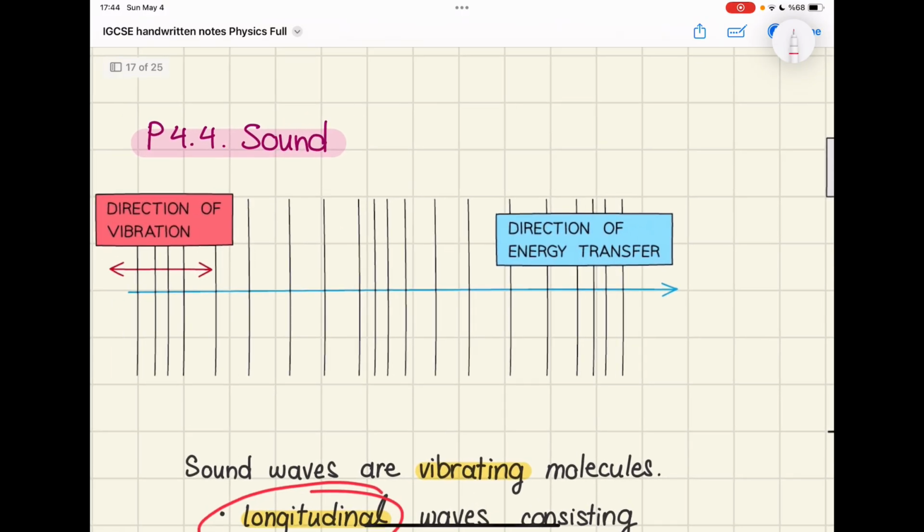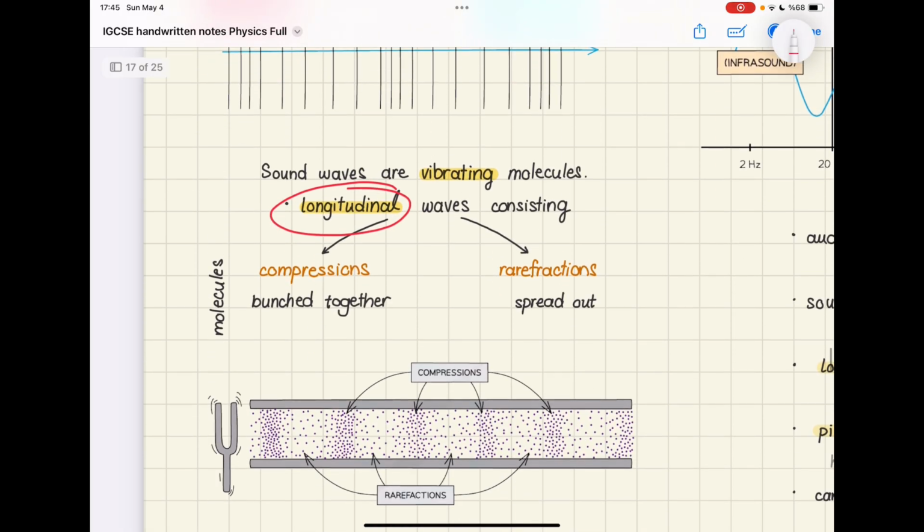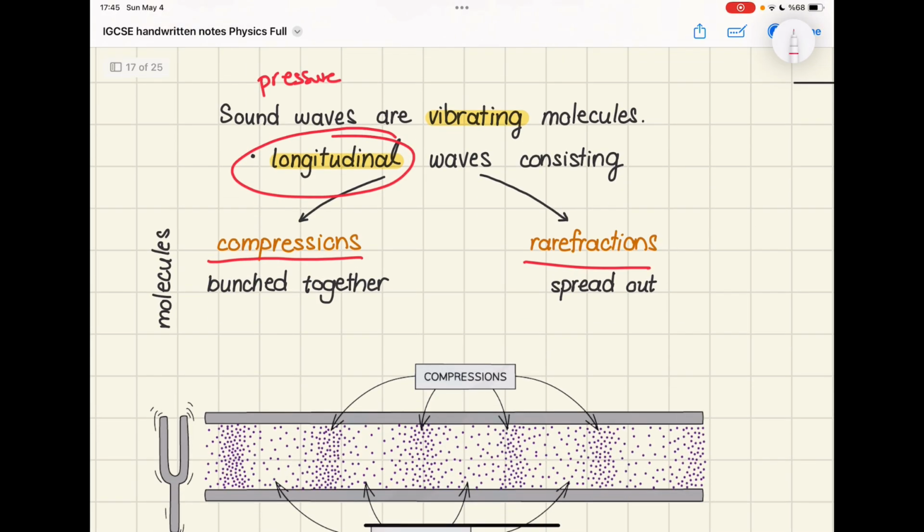Now here we have direction of vibration, and we're going to talk a bit more about longitudinal waves now, and the direction of energy transfer. You've just seen this. Sound waves are vibrating molecules, longitudinal waves consisting of so-called compressions and rarefactions. Sound waves are also pressure waves. And for types of longitudinal waves in, for example, earthquakes, longitudinal waves are P waves, whereas S waves are transverse waves. These are some things that we can remember.